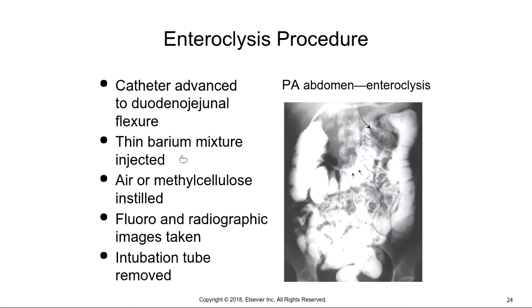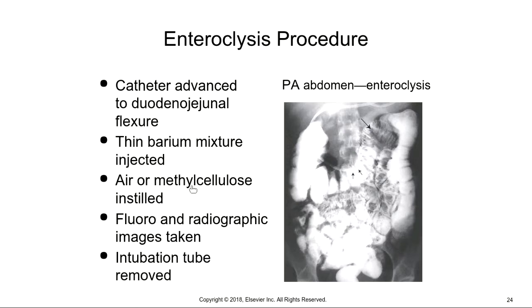And the reason we're doing this double contrast study is to dilate the loops of small bowel, and you're able to visualize the mucosa, or the lining of the small intestine, better. Okay, so you put the catheter in the patient, up their nose, down the back of their throat, through the esophagus, through the stomach to the duodenojejunal junction. You push thin barium injected through the syringe, and then the radiologist will either have you inject air or methylcellulose, which gives that double contrast effect.